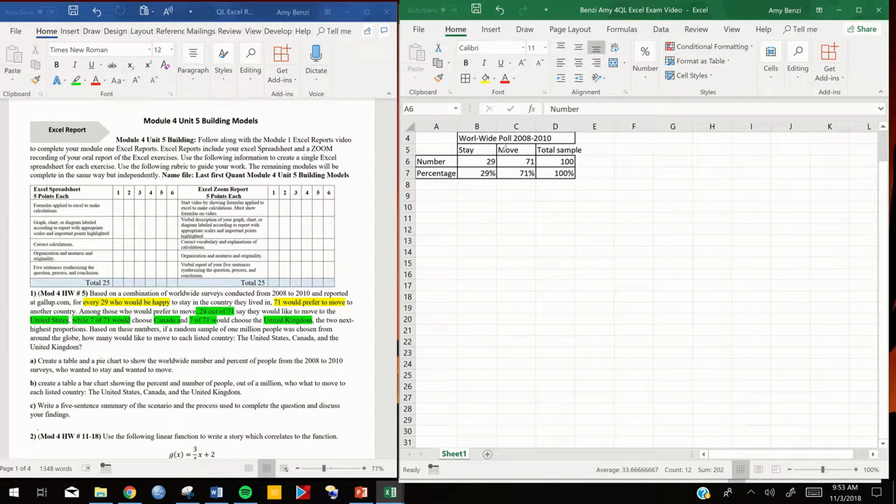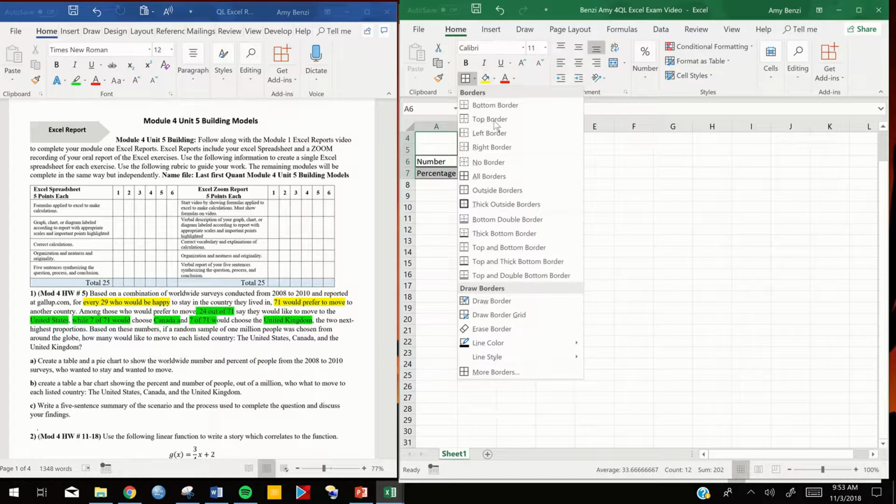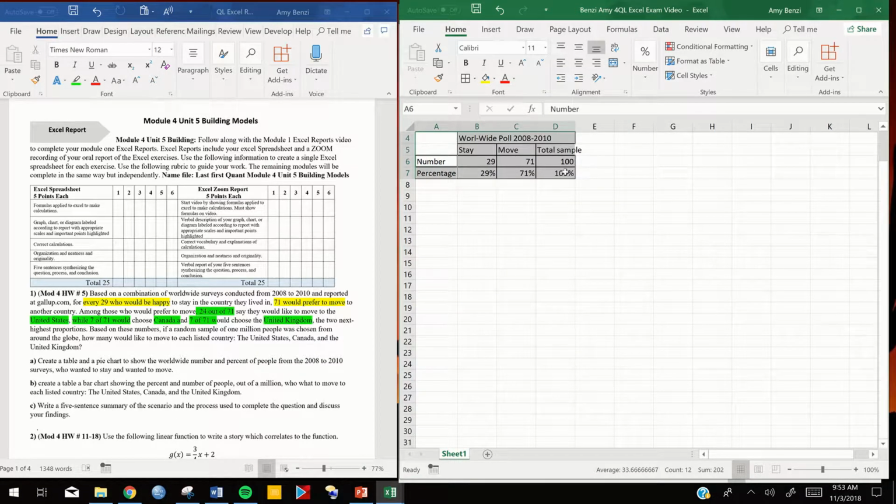And once you choose it, you're going to get this little ink pen. And the ink pen will let you draw in lines. But what I do is you just hit escape. And then you choose your all borders again, and it will give it to you.